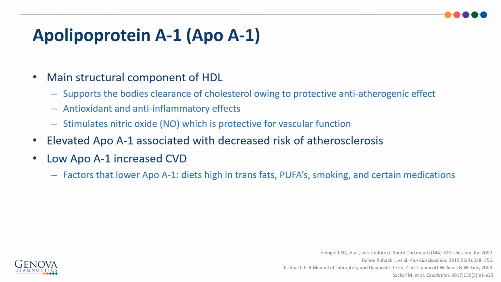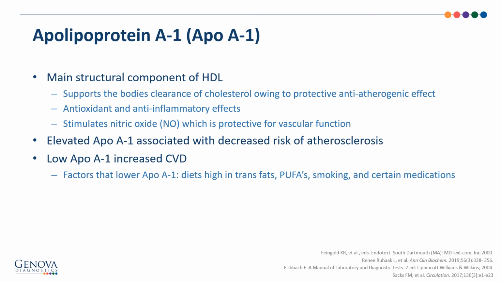So again, here we see Apo A-1 has those protective anti-atherogenic effects because it basically supports the clearance of cholesterol as a structural component of HDL cholesterol. When we review HDL, we spoke about its antioxidant properties to prevent the oxidation of LDL cholesterol, which we know contributes to atherosclerosis. Apo A-1 can actually modulate also inflammation and the immune response, which are both contributing factors to atherosclerosis. Therefore, with low Apo A-1, we see an increased cardiovascular disease risk.